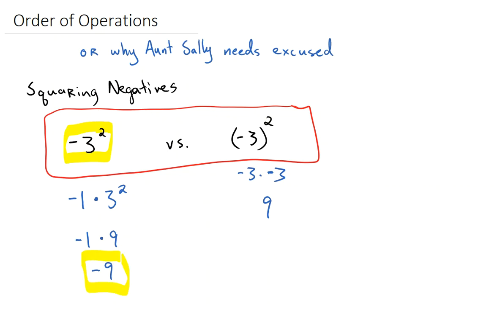The second expression is asking me to take the opposite of 3 and then square it. Well, if I take the opposite of 3, that's -3. And then when I square a -3, I get a 9. So for some people, just thinking of it in terms of opposites is a little easier.